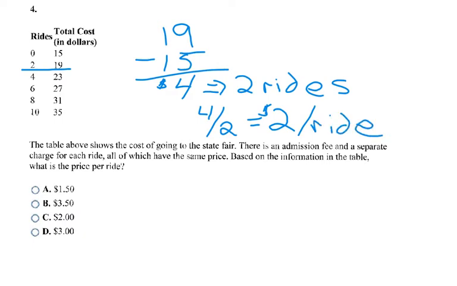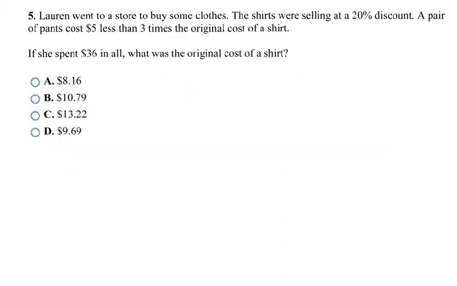So here, what you ended up finding was the slope of that table. And you're able to do this one without setting up an equation. So your final answer here is going to be C.